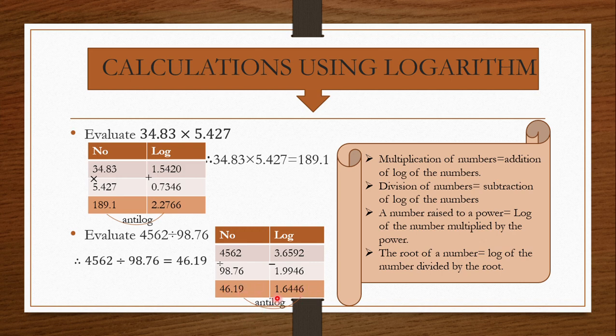So here we have our integer as 1. Adding 1 to it will be 2. That means there will be 2 digits before the decimal point. Therefore, 4562 divided by 98.76 equals 46.19. That's that.